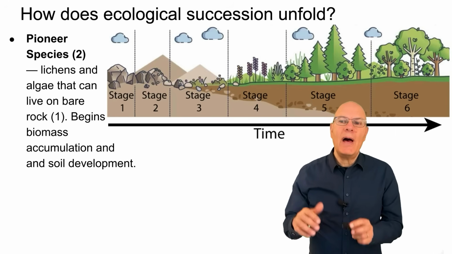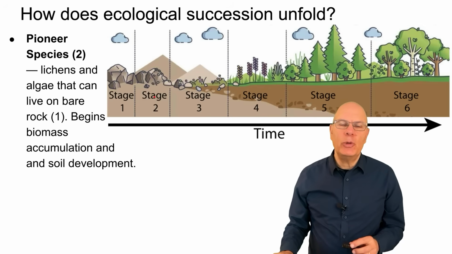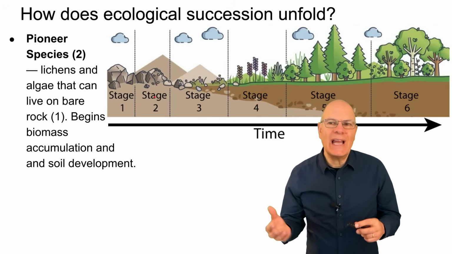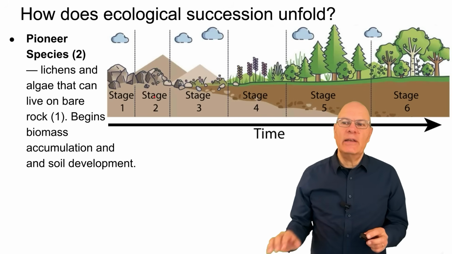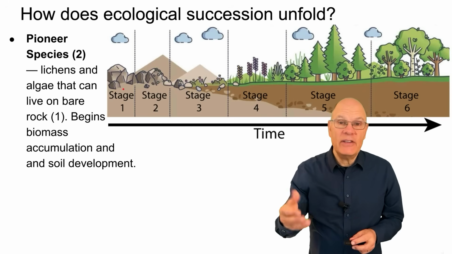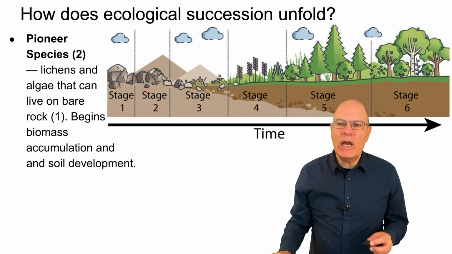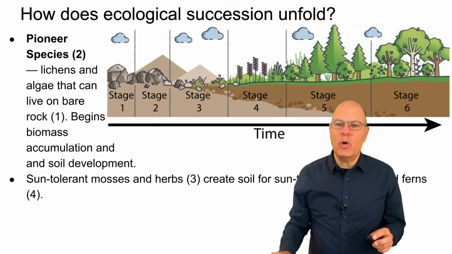It begins with pioneer species. Those are shown over here at stage 2. And those are organisms like lichens and algae that can live on bare rock, which was over here in stage 1. This is obviously a primary succession scenario. And that begins the accumulation of biomass and the creation of soil.